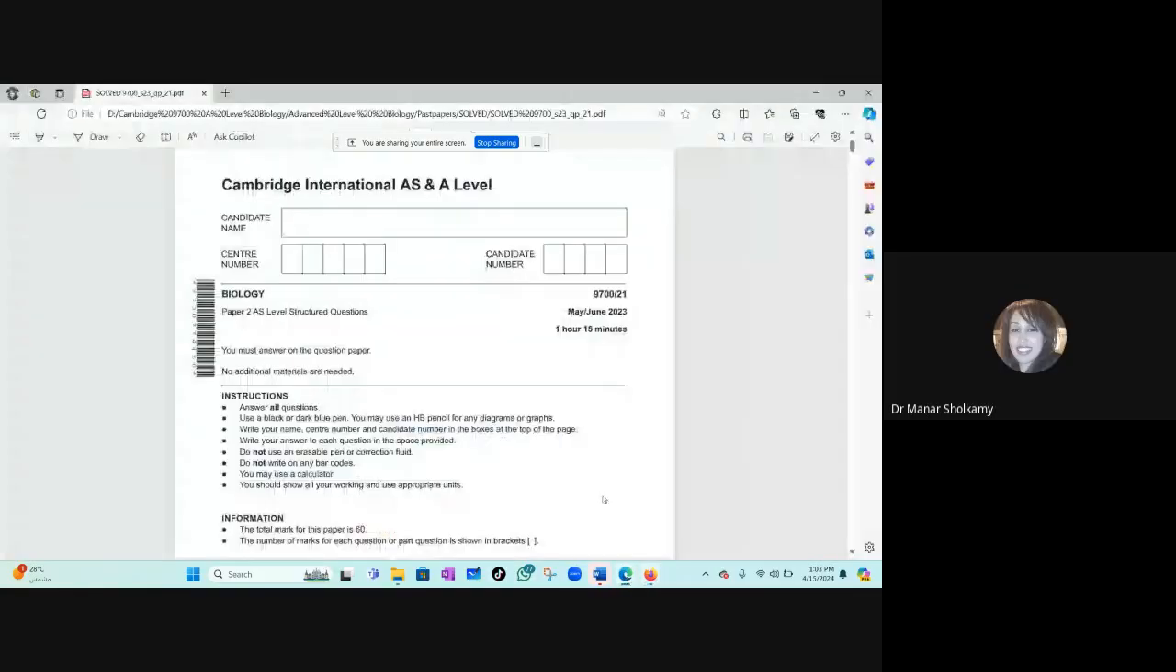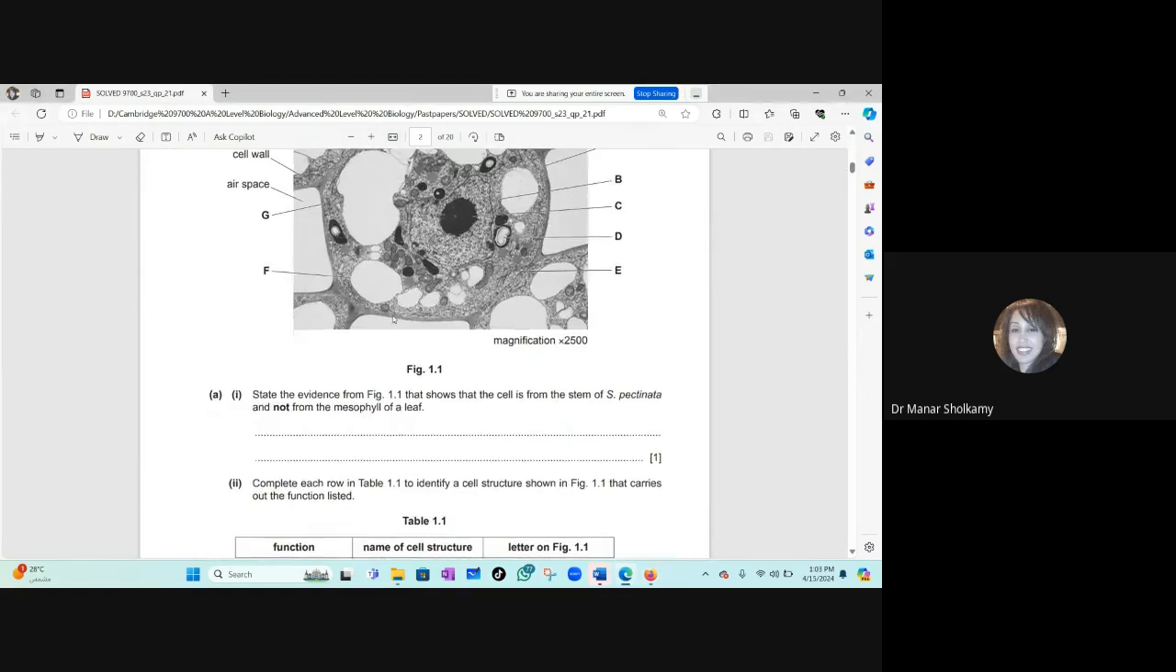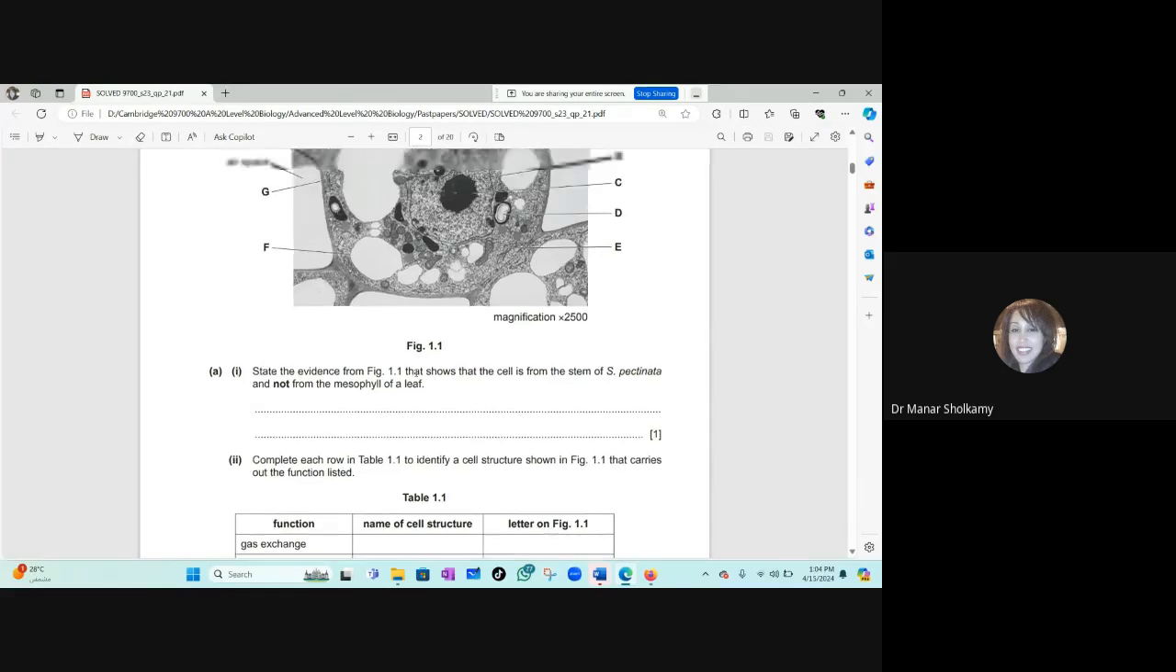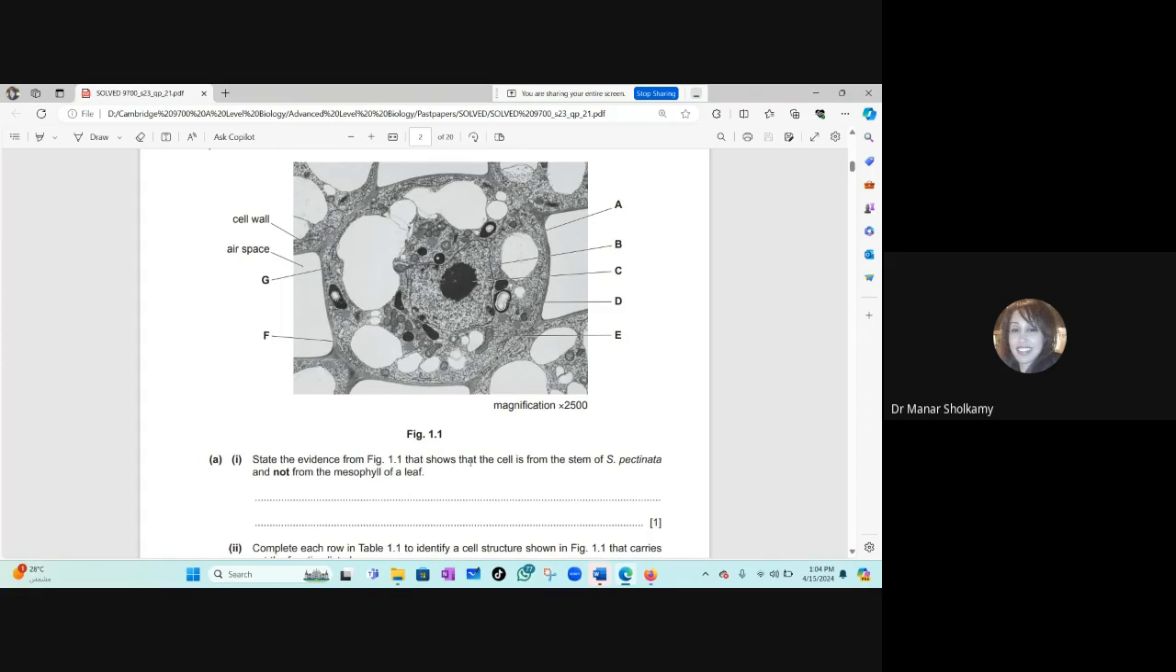Okay, let's be quick. Now, in order to be quick, I'll go directly to the question. Like I'm going to read A1, for example, but of course, on the exam, you read the question from the beginning. Fine. So now you have a cell, magnification 2500, and state the evidence from figure 1.1 that shows that the cell is from the stem of a plant and not from the leaf of the plant.